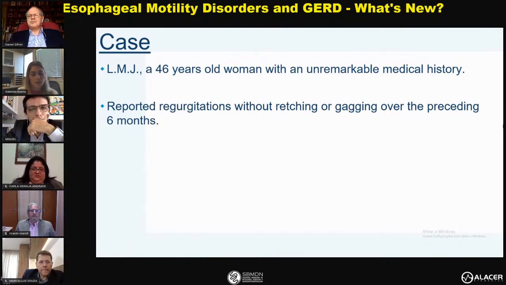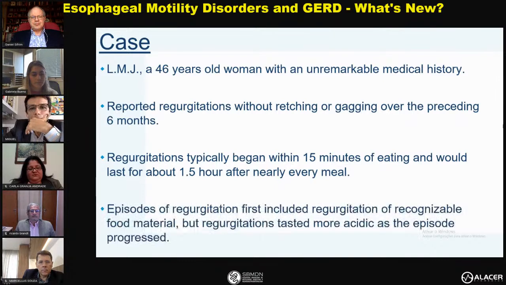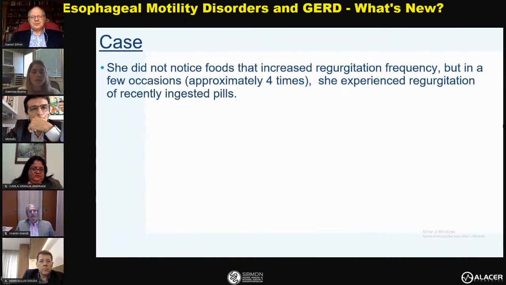She reported regurgitations without retching or gagging over the preceding 6 months. The regurgitations typically began within 15 minutes of eating and would last for about 1.5 hours after nearly every meal. The episodes of regurgitation first included regurgitation of recognizable food material, but the regurgitations tasted more acidic as the episode progressed. She did not notice foods that increased regurgitation frequency, but on a few occasions she experienced regurgitation of recently ingested pills.